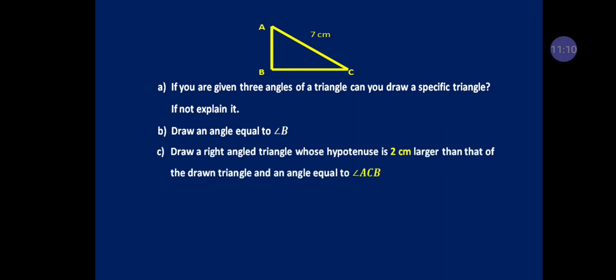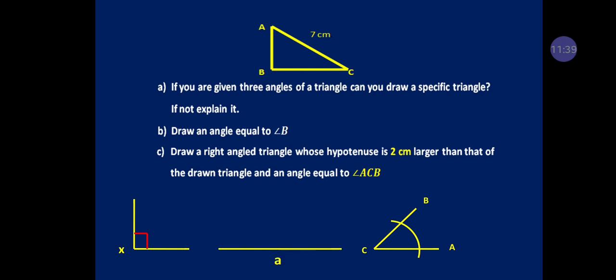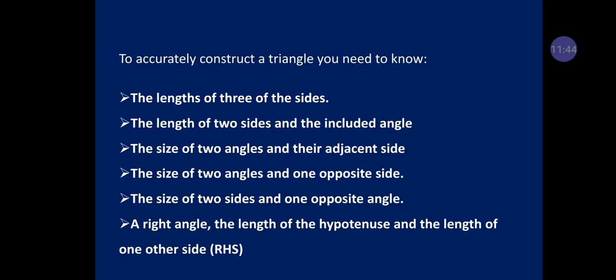What I want to explain here: draw a right angle triangle whose hypotenuse is 2 cm larger than that of the drawn triangle and an angle equal to ACB. Well, many of you asked me how to solve this one. So let us crack this. Here is your angle. Because you need to draw a right angle, I have taken the right angle as X. Okay, there is another triangle ACB, and A is the length of the hypotenuse. In this case, it is 9 centimeters. So let us see this.